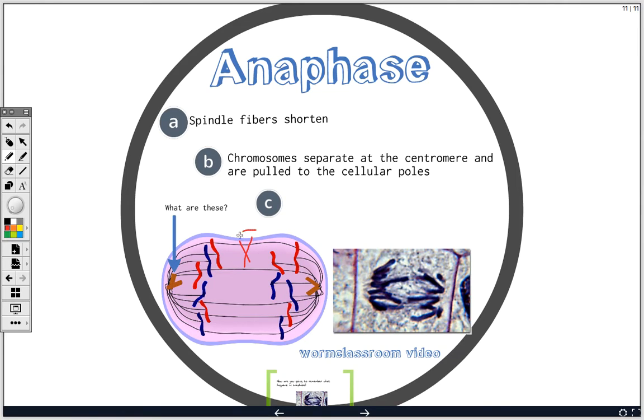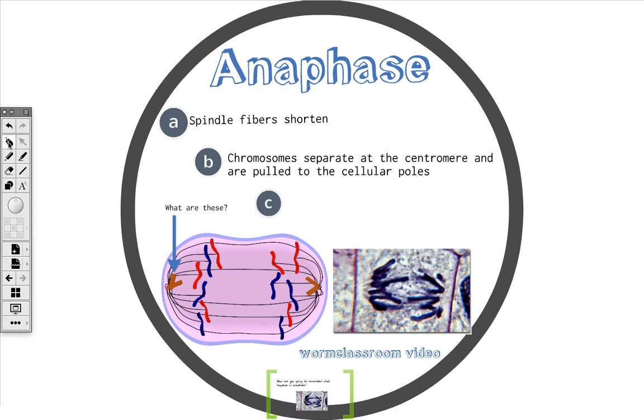So now no longer is it a chromosome sitting there. On each side, a chromatid is being pulled to the opposite side. A chromatid is being pulled to this side and that side, and they're being pulled to opposite poles of the cell.